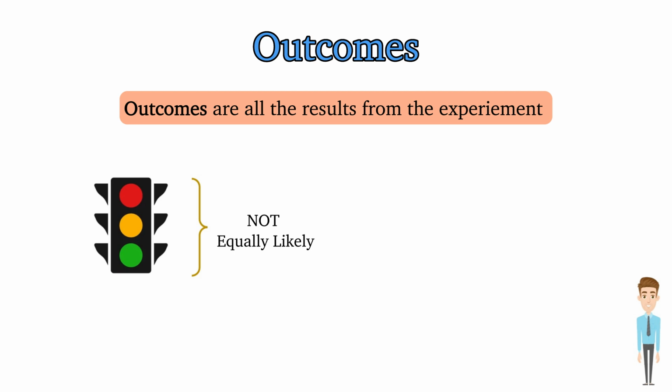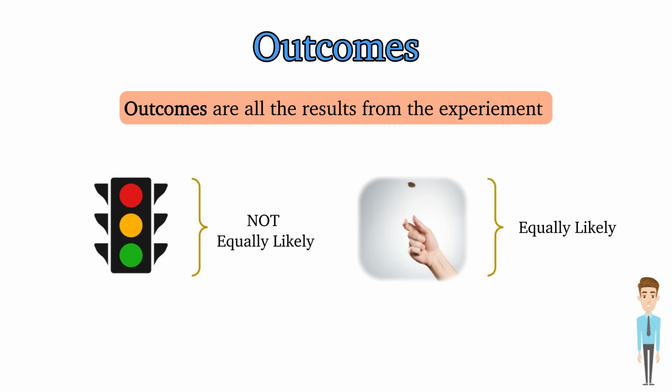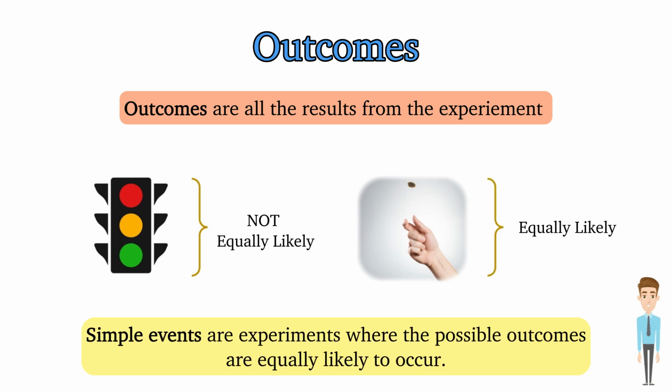Now consider another example of tossing a coin. There are 2 outcomes here, heads or tails. If the coin is fair and each face has an equal chance of appearing, we call these situations where all the possible outcomes are equally likely simple events.